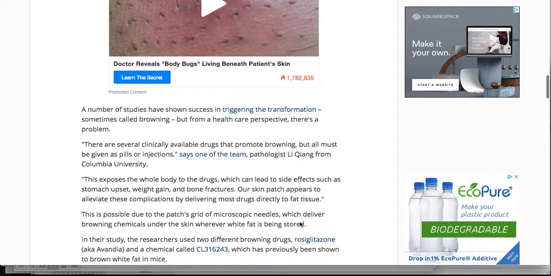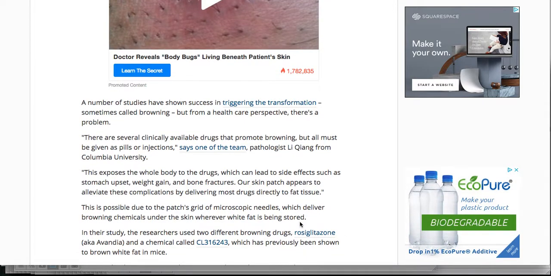This exposes the whole body to the drugs, which can lead to side effects such as stomach upset, weight gain, and bone fractures. Our skin patch appears to alleviate these complications by delivering most of the drugs directly to the fat tissue. This is possible due to the patch's grid of microscopic needles, which deliver browning chemicals into the skin wherever the white fat is being stored.